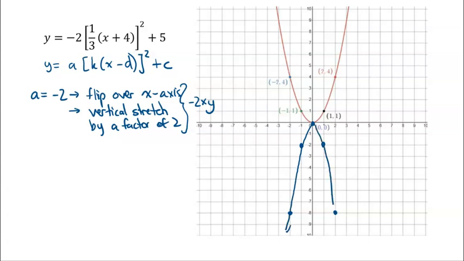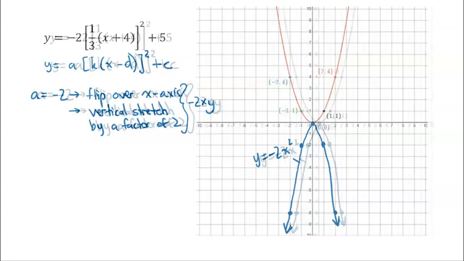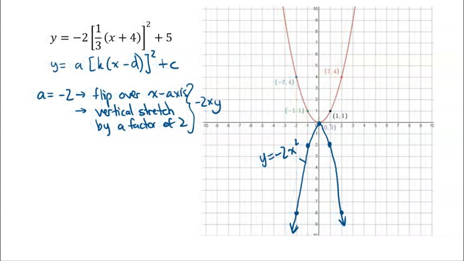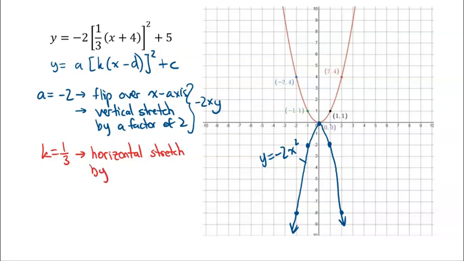And that now is just with the a value applied. So this graph here is y equals -2 times x squared. So now let's go ahead and apply the k value. The k value is 1/3. And so what that is, it's always the reciprocal factor. So that means it's a horizontal stretch by a factor of 3.